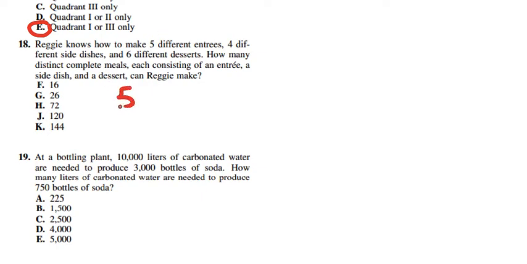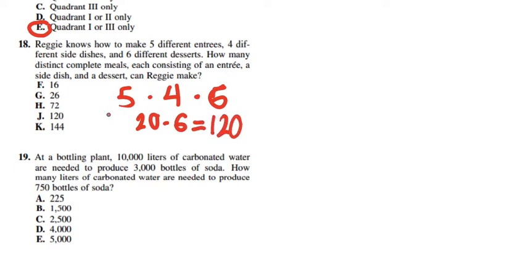There's 5 entrees, 4 side dishes, and 6 desserts. All we need to do is multiply these 3 numbers together and we'll get the total number of complete meals Reggie can make. 5 times 4 is 20. 20 times 6 is going to be 120, which will be answer choice J.